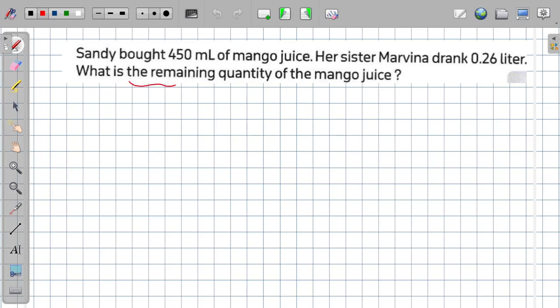If I want to find the remaining quantity, I will subtract the two numbers. But this number has the liters unit and this number has the milliliters unit. So I will convert one to the other. The easiest for me is to convert liters to milliliters. So 0.26 liters equals how many milliliters? I will multiply by 1000, because 1 liter equals 1000 milliliter.